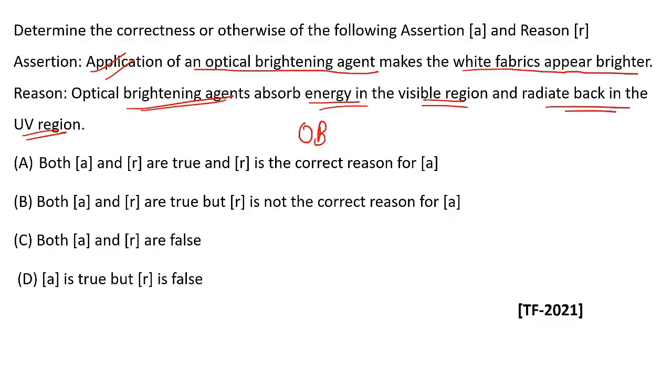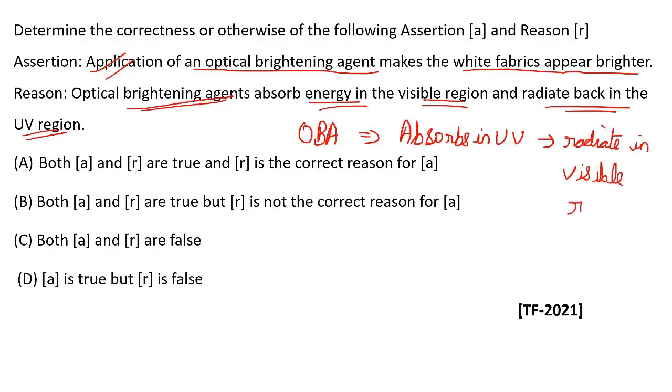If you know about the OBA system, it absorbs in the UV region and radiates in the visible region, 400 to 700 nanometers. So this is the visible range, and it absorbs in the UV range. So the reason is written oppositely. It has said that OBA absorbs energy in the visible region, but actually it absorbs in the UV region and radiates back in the visible region. So this is wrong. Option A is true, but the reason is false. So the correct option would be option D: A is true, but R is false. I think you must have understood the concept and the mechanism behind OBA working.